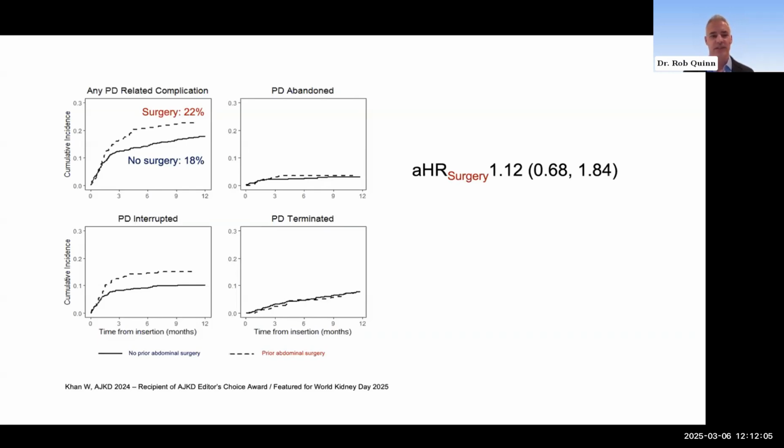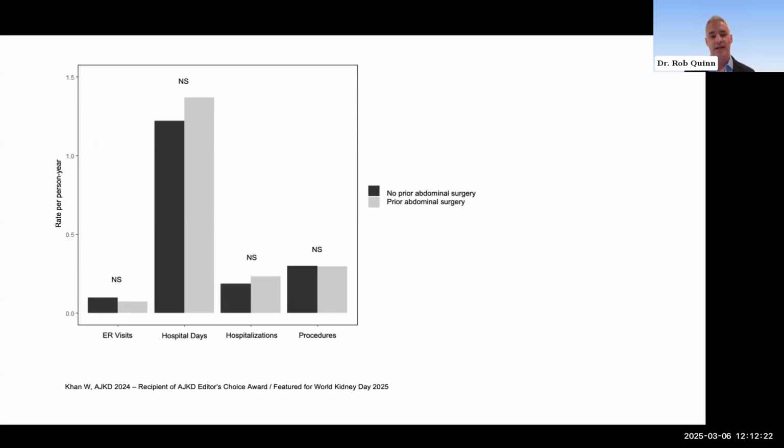The second thing that we noticed was that most of the difficulties were associated with interruptions in therapy rather than termination of therapy. So it wasn't that they were stopping PD altogether, it was that they had these interruptions or breaks in therapy and subsequently were put back on. If you look at other outcomes related to these catheter-related complications, there was no difference again in the frequency of ER visits or hospital stays or in invasive procedures to address these catheter-related complications. So we really did not see any signal that prior abdominal surgery led to worse catheter outcomes.